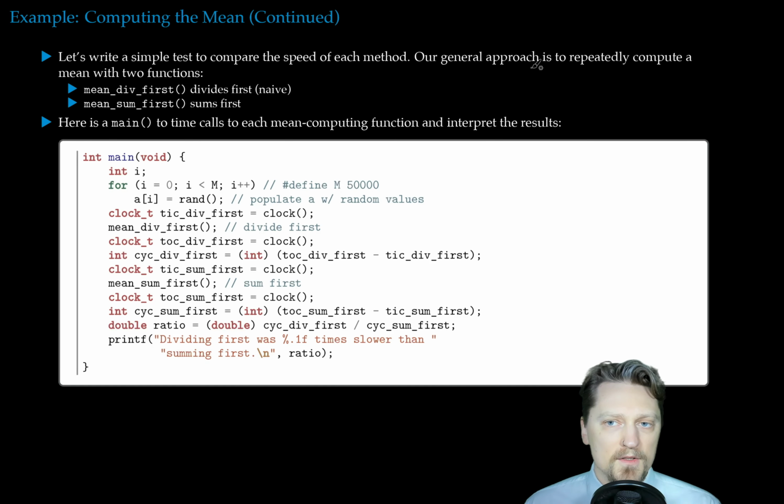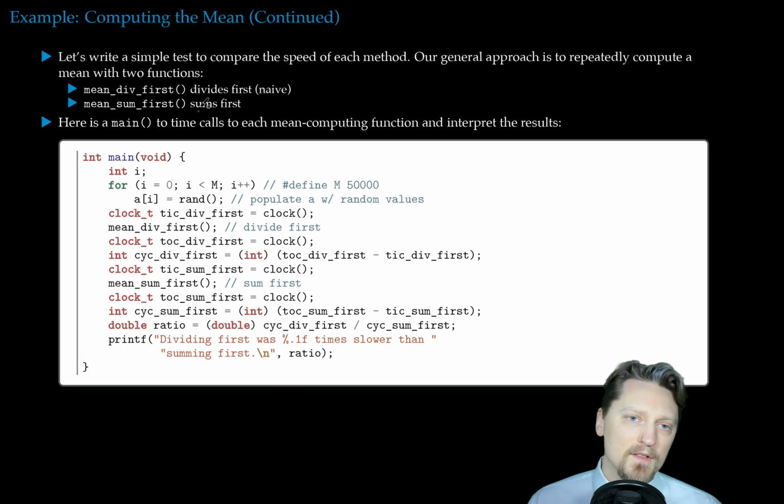Our general approach is to repeatedly compute a mean with two functions. Mean div first divides first, that's the naive one, and mean sum first, which sums first, which is the better one. Here's a main to time calls to each mean computing function and interpret the results. So we have a random array, populate with random values. We're going to have our tick happen for the mean div. Then we have our mean div call followed by our tock. Then we take the difference to find the number of cycles.